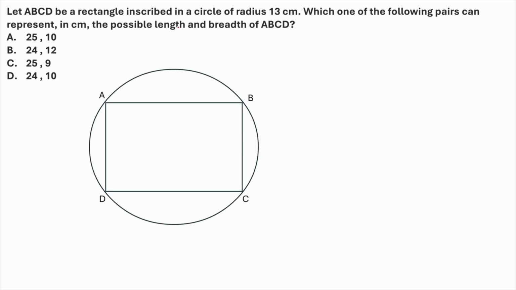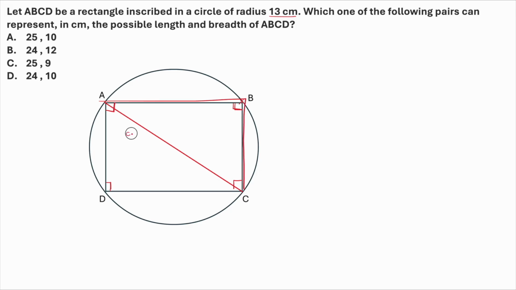So let ABCD be a rectangle inscribed in a circle of radius 13 centimeters. Which one of the following pairs can represent in centimeters the possible length and breadth of ABCD? Right, so ABCD being a rectangle, we know all these angles are going to be 90 degrees each. Now let's join the diagonal AC in this particular rectangle. You will notice that AC subtends a 90-degree angle ABC at the circumference of the circle, right? The line AC subtends a right angle at the circumference of the circle.